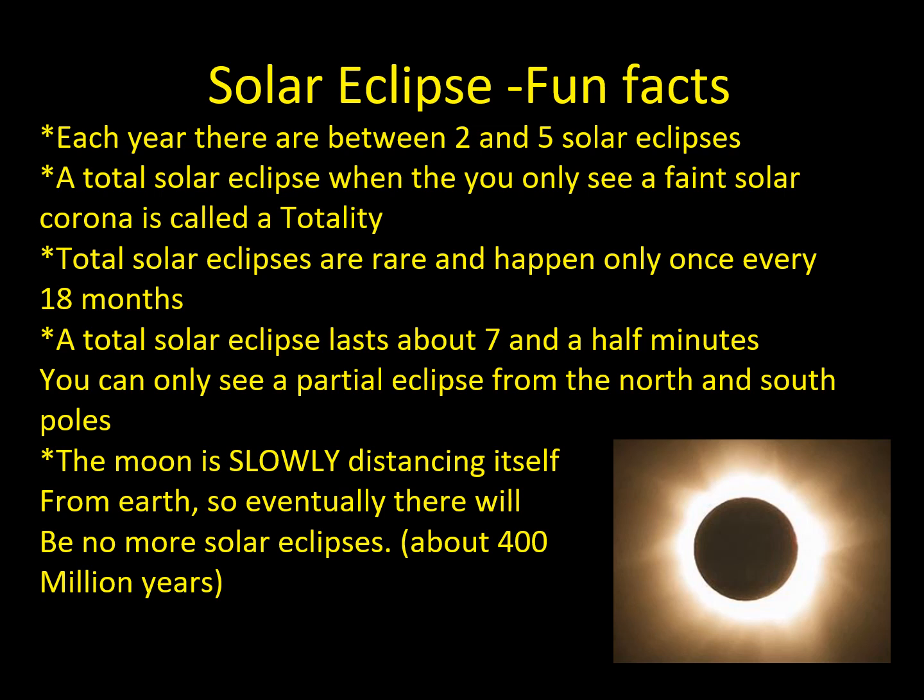You can only see the partial eclipse from the north and south poles. The moon is slowly distancing herself from Earth, so eventually there will be no more solar eclipses. About 400 million years. That's a while. I don't think we need to worry about that in our lifetime, at least. So some fun facts.